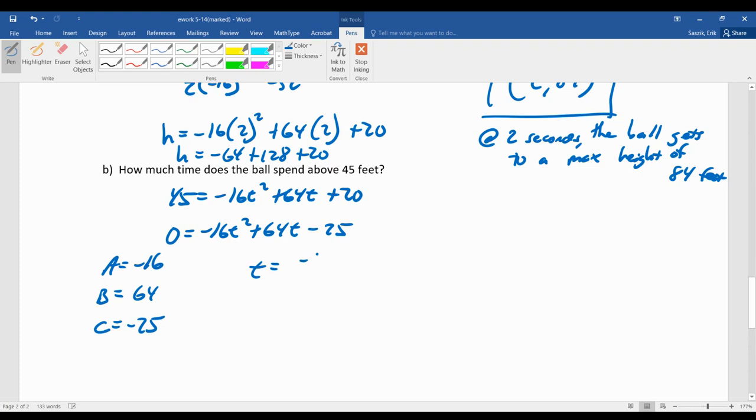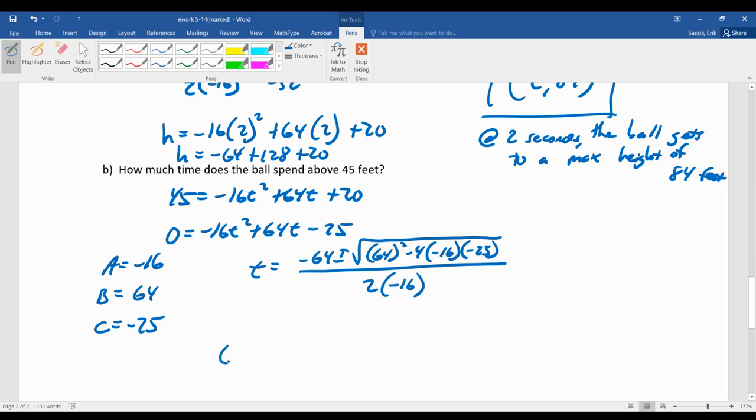T equals opposite B plus or minus square root of B squared minus 4 times A times C. You're going to get some big numbers here, but that's why we have calculators. All over 2 times A. So that denominator becomes negative 32. Figure out what that number inside is. I'm doing it right now.